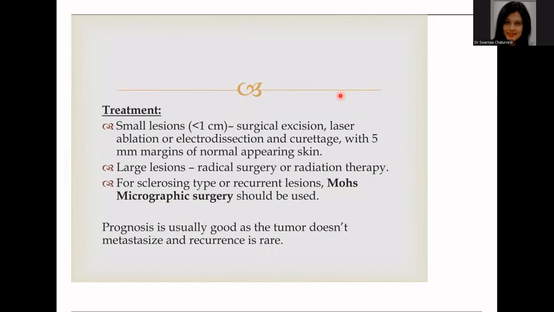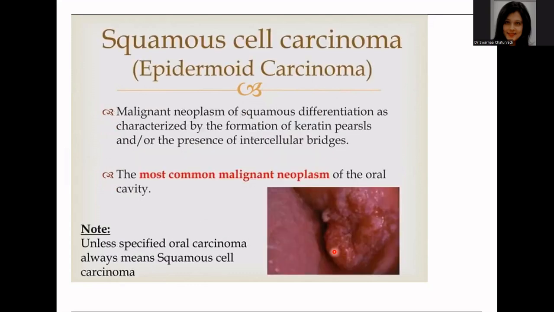Treatment, if it's a small lesion, less than 1 centimeter, includes surgical excision, laser ablation, or electrodesiccation and curettage, with a 5 millimeter margin of normal-appearing skin taken out. For large lesions, radical surgery or radiotherapy is the solution. For sclerosing type or recurrent lesions, Mohs micrographic surgery is used. Prognosis is usually good as it doesn't metastasize and recurrence is very rare.